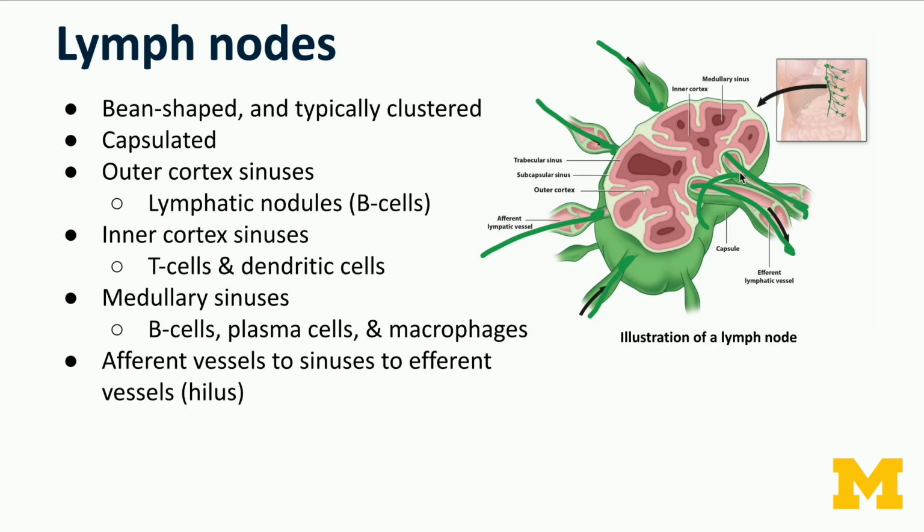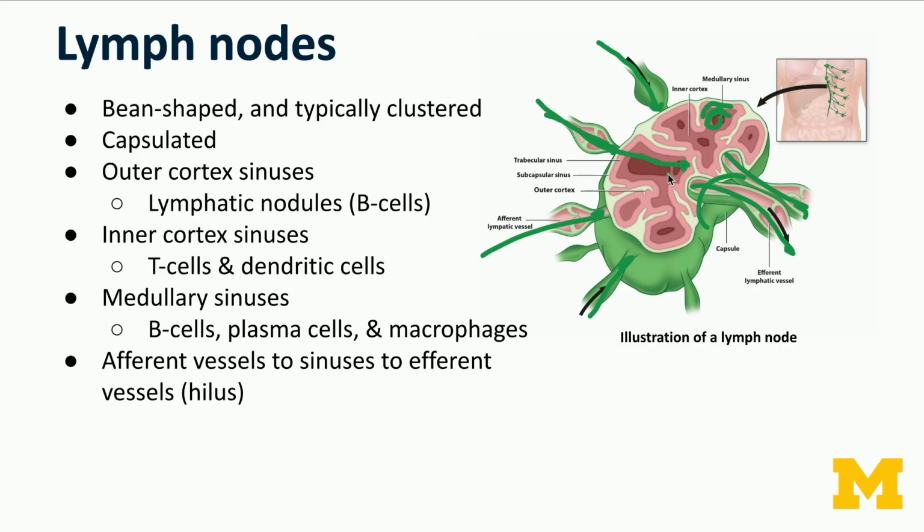There's a capsule, then a subcapsular space. The subcapsular space is going to surround both an outer cortex sinus and then an inner cortex sinus, and then those are going to surround medullary sinuses. All along the way, as lymph is moving through the lymph node, it travels through these sinuses.